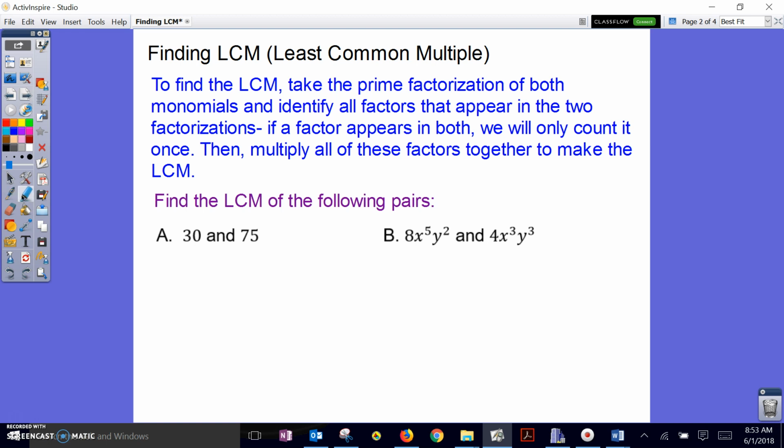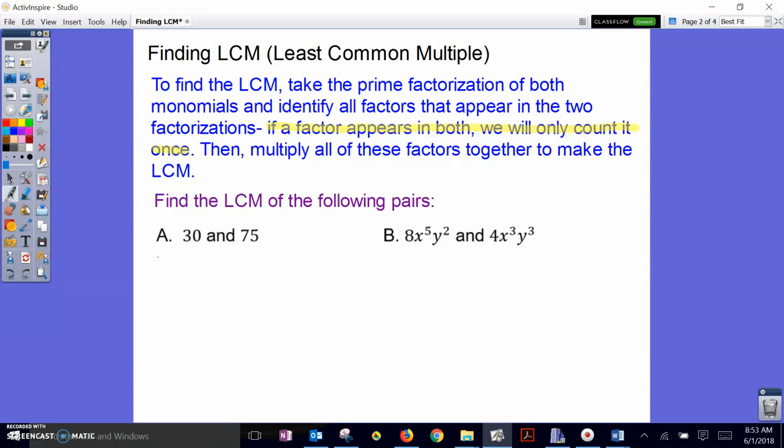Notice it says here, if a factor appears in both, we're only going to count it once. So suppose I've got a 2 in the one factorization and a 2 in the other, I'm only going to count that one time. But then if we have another 2 that appears in one of the factorizations but not the other, I'm going to count that as well. And we'll show you what's going on here.